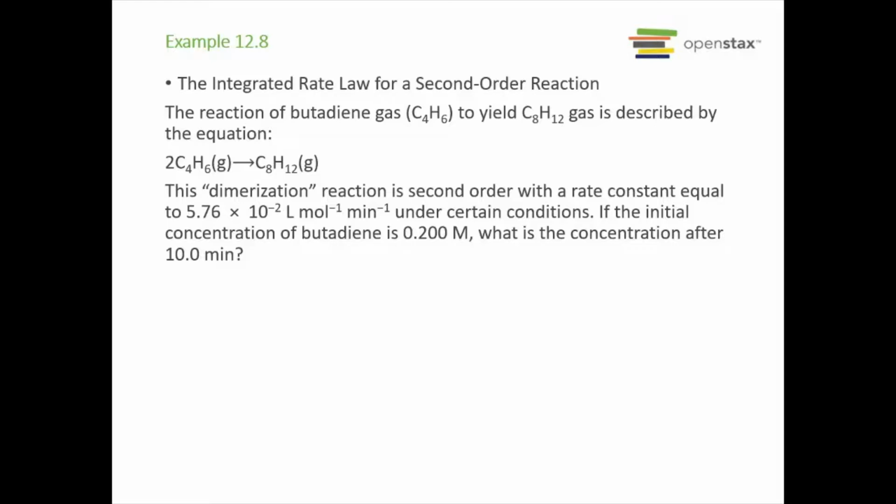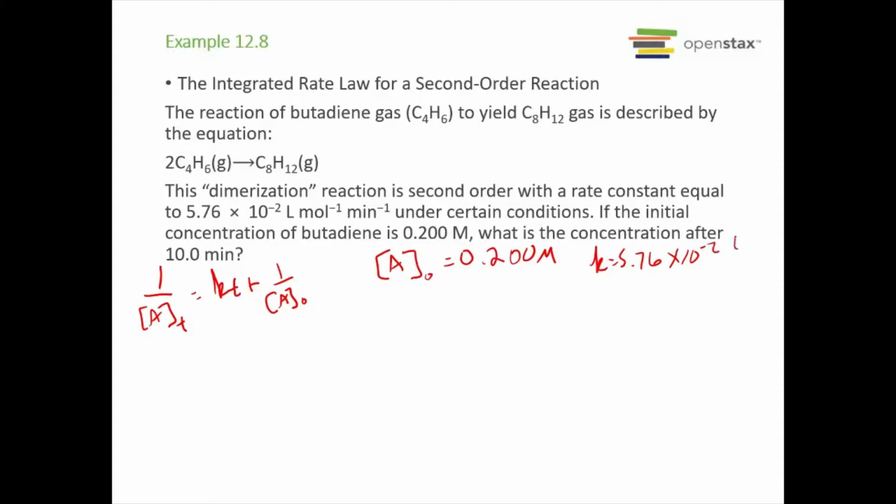So let's go ahead and first write our integrated rate law. And we have 1 over [A]t is equal to kt plus 1 over [A]0. And we were told A naught already. Okay, so A naught is equal to 0.200 molar. It's good to write down what we know. K is 5.76 times 10 to the negative second liters over mole times minute. And the other thing that we know is that our time is equal to 10 minutes.